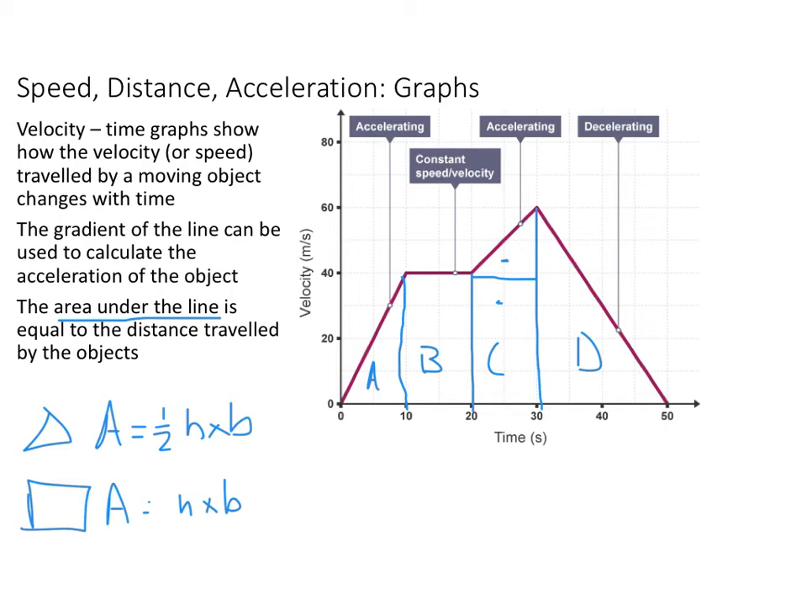For a triangle, it's changing velocity, so we only want this triangle area. If we do velocity times time, we get the rectangle. We only want half of that.